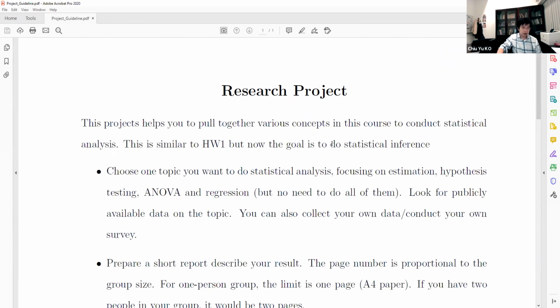This is already uploaded. What you need to do is inference. The first assignment is focusing on the descriptive. For this one, there are several things we are going to cover: estimation, and we just finished hypothesis testing. Today we will talk about some ANOVA and some regression. We'll talk about that quickly, and you can do all the same.